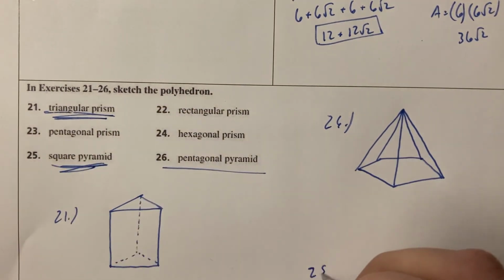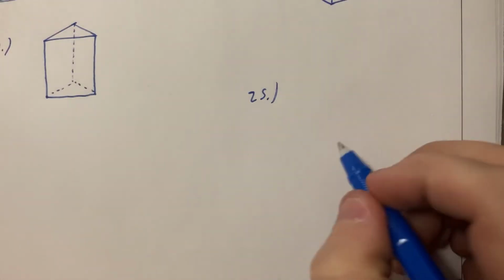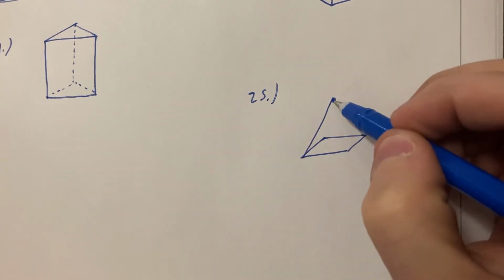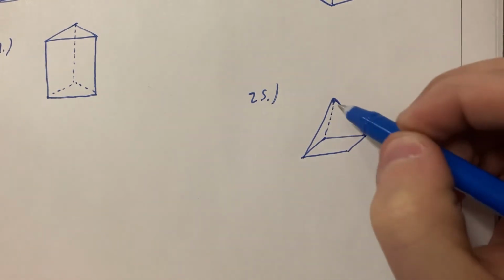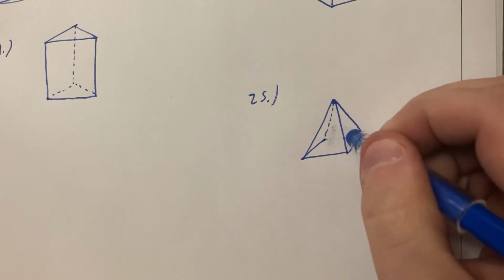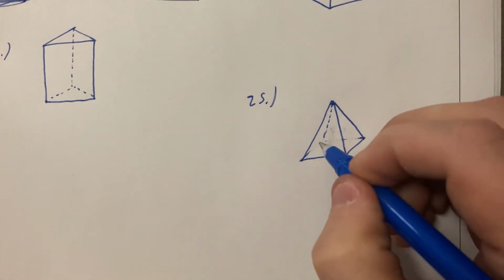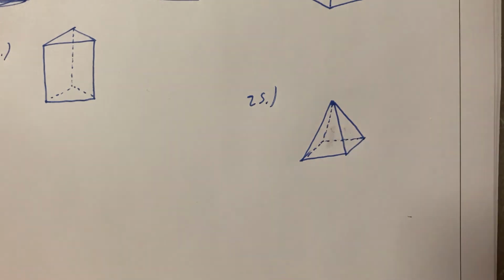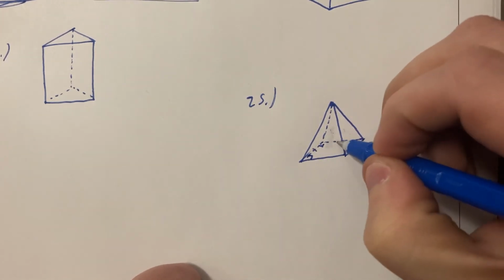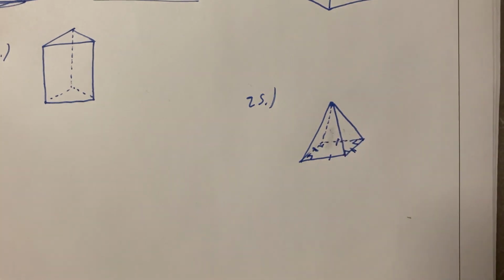How about a square pyramid? 25. You actually start with a parallelogram. Put a dot. Technically this line should be a dotted line. That's a much better pyramid. That's a square pyramid of some sort. I should put the lines in there to show it's a square, so some right angles and some marks on the side so that it shows it's a square. But there it is, a square pyramid. And that's how it's done. Straightforward homework assignment.